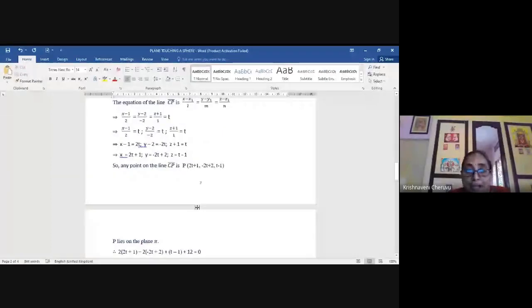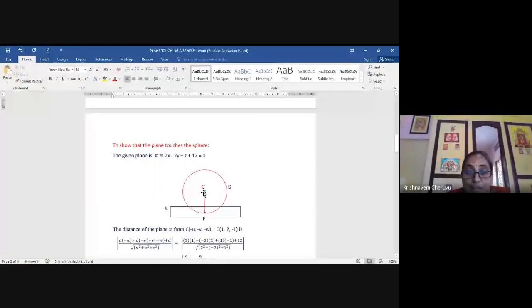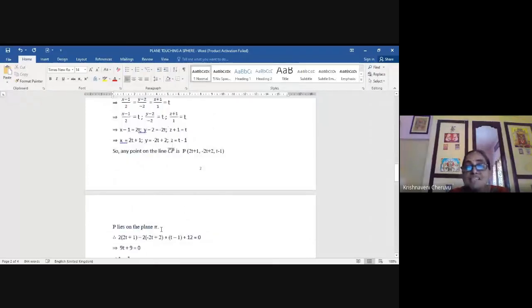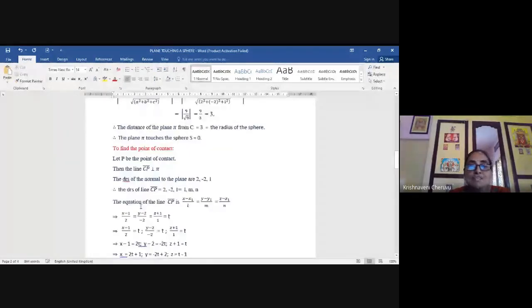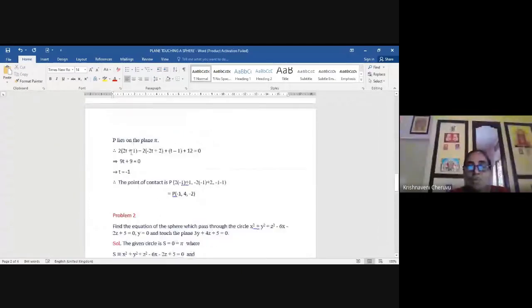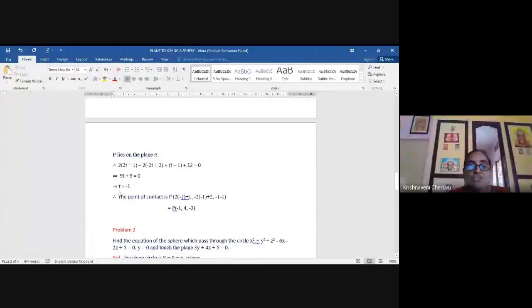Now see, P is not only a point on the line CP, girls. It is also a point on the plane pi. Why? Because it is the point of contact. Point of contact means it is lying on the line CP and also on the plane pi. So being a point on the plane, it will satisfy the equation of the plane. So what is the plane here, girls? It is 2x minus 2y plus z plus 12 is equal to 0. You put for x 2t plus 1, y minus 2t plus 2, z t minus 1. So that t you will get as minus 1. Then you put this value of t in the point P, and you will get the point.